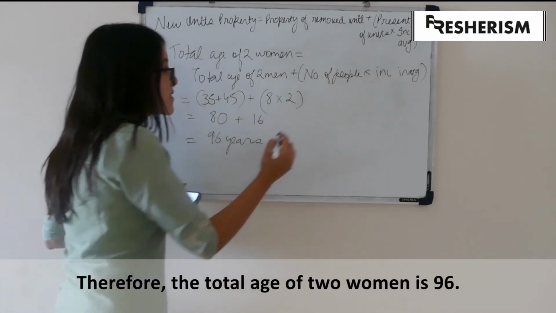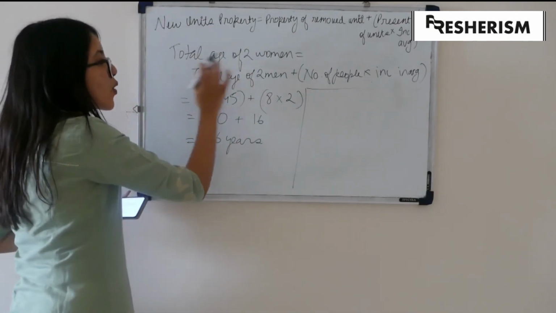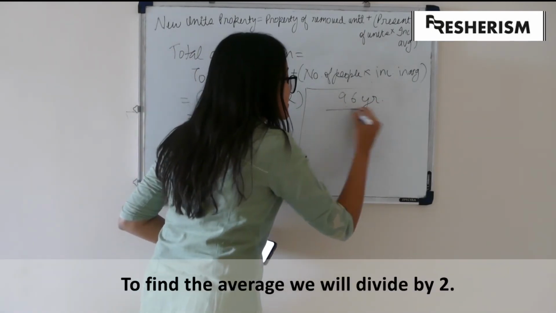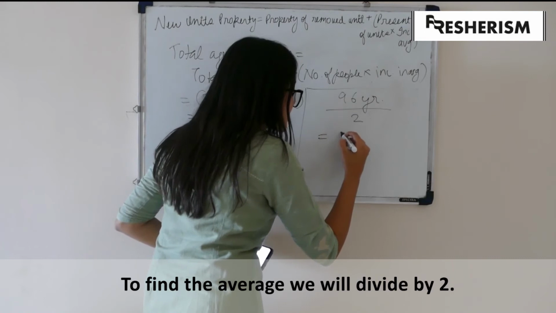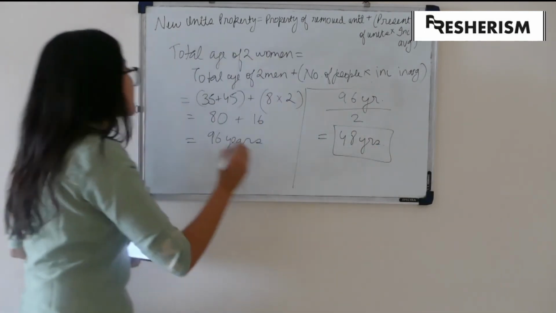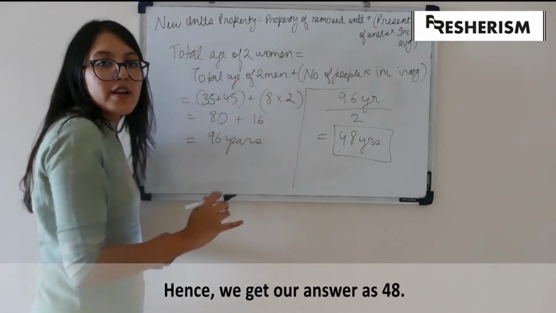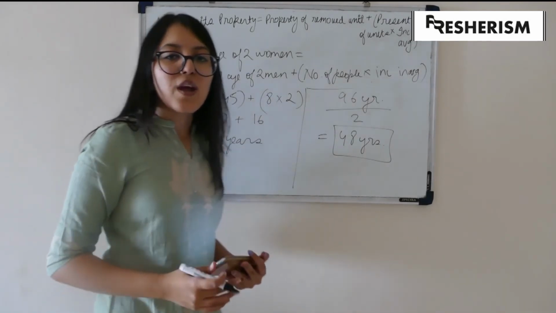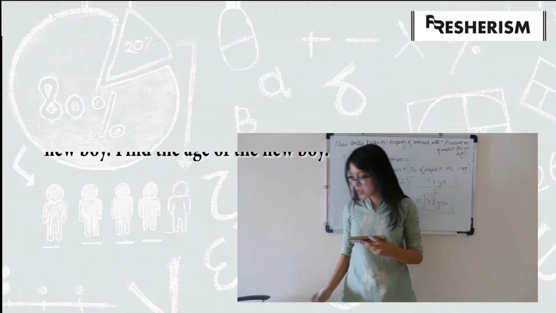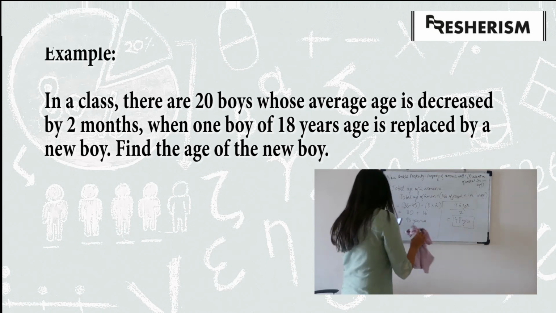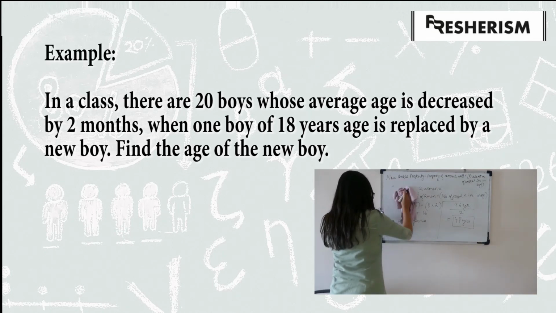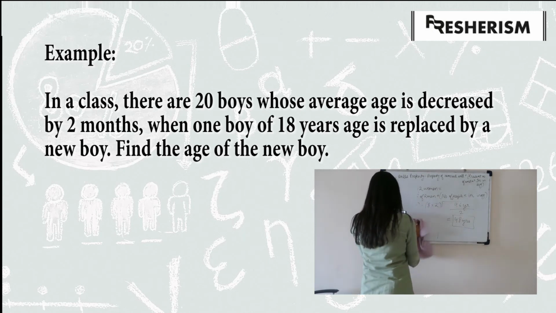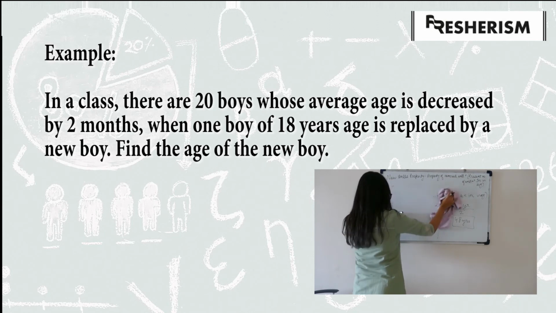Now, we have to find the average of these 2 women. Their total age is 96 years. Hence, their average will be 96 years divided by 2, which gives us 48 years. Therefore, the average age of the 2 women who were added to the committee is 48 years. Let us now look at another example. The question on your screen says, in a class there are 20 boys whose average age is decreased by 2 months when one boy of 18 years age is replaced by a new boy. Find the age of the new boy.